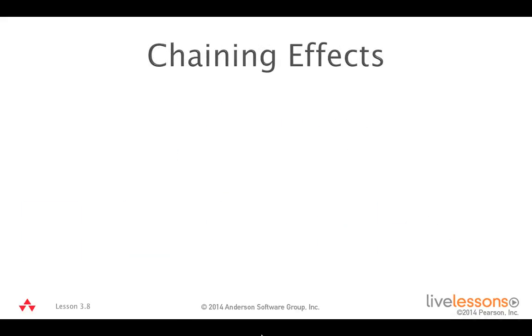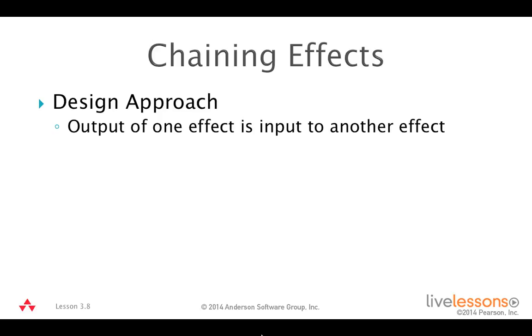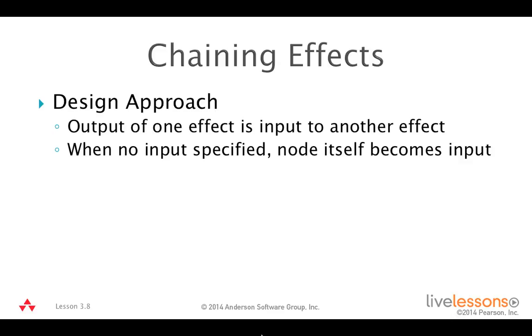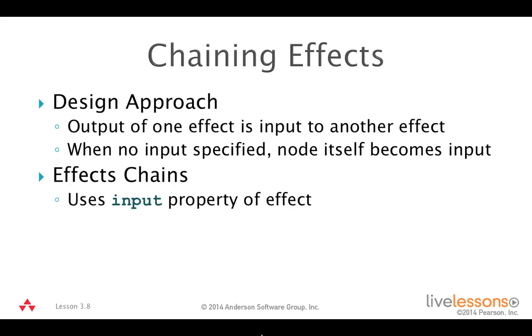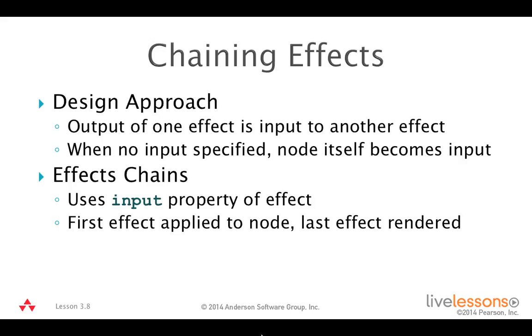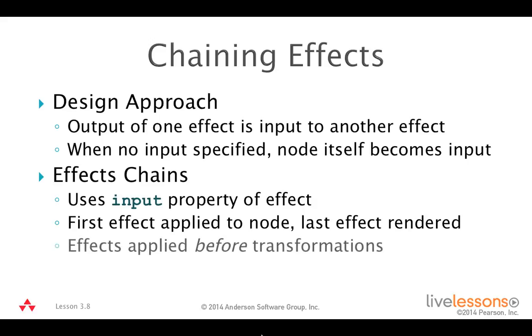The previous diagram showed you that the output of one effect can be set to the input of another effect. And when no input is specified, the node itself becomes the input. Now to chain effects, you'll need to modify the input property of the effect that you want to chain from. With an effects chain, the first effect is applied to the node and the last effect in the chain is rendered.